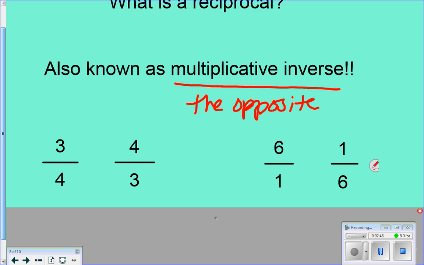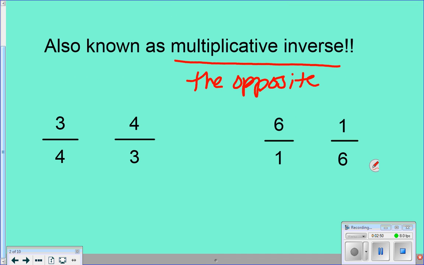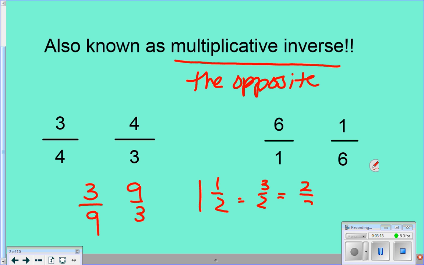If I have this number, let me do another one. Let's say 3/9. What's my multiplicative inverse of 3/9? 9 over 3. What if I have this? Okay, so first I need to make it an improper fraction, which is 3 over 2. That would be my multiplicative inverse of that. Okay, so if you have a mixed number, you have to change it to an improper fraction, and then you can flip it.